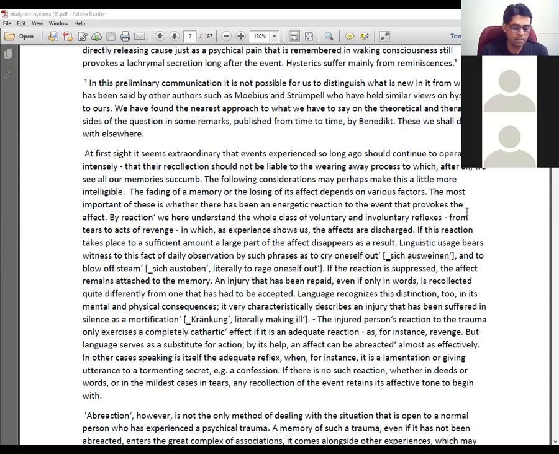So let us say somebody beats you in public, very humiliating. You are able to swear at that person the worst words possible. You may not be able to beat that person, but the fact that you are able to publicly swear at that person itself relieves you of much of the potential for pathology. But if the situation is such that you cannot express your reaction in any way, then everything is bottled up inside and the chances for pathology are very high. The injured person's reaction to the trauma only exercises a completely cathartic effect if it is an adequate reaction. For instance, a revenge.